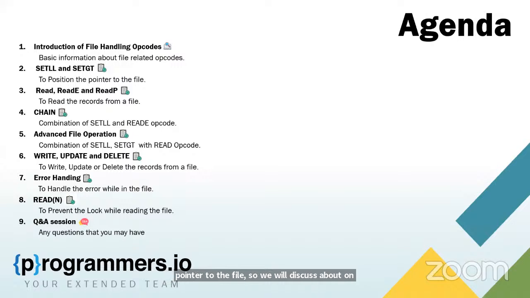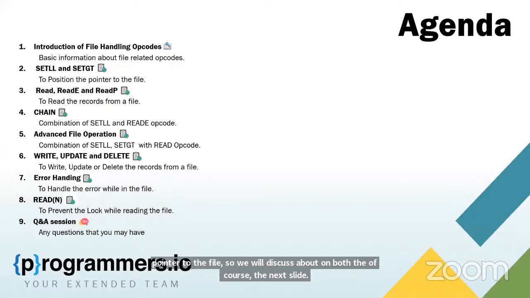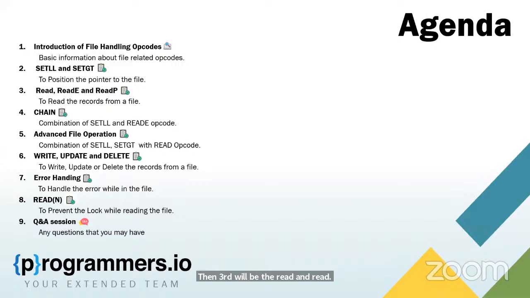Third will be read, read-e, and read-p. All three opcodes are used to read a record from a file. Then we will move to the chain opcode, which is a combination of setll and read-e opcodes. Then we will move further with advanced file operations, which contain different combinations of setll and setgt opcodes with the read opcodes.